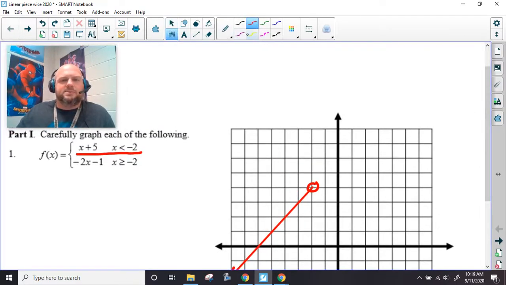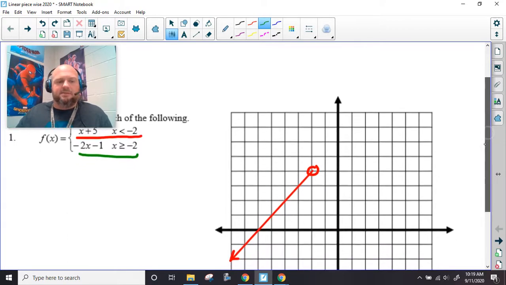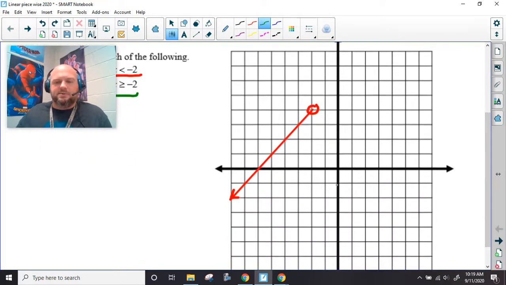All right, so let's look at this one right here. So this is -2x minus 1. So again, I'm going to graph that first. So I got to go to -1, because my b is -1 and my m is -2. So this is -2 over 1. So I'm going to run 1, down 2. Okay.